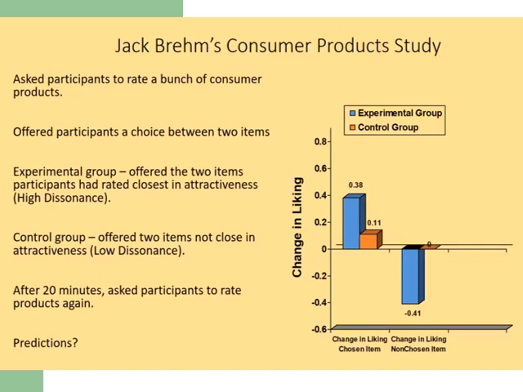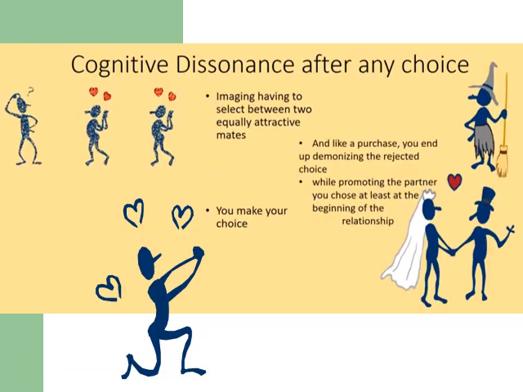Okay. This isn't just done with consumer items, right? You can think about cognitive dissonance after any kind of choice, right? Not just a purchase. So imagining someone selecting between two equally attractive mates, right? You can't choose both, right? It's not how our society works. So you have to make a choice. And then what may you end up doing?